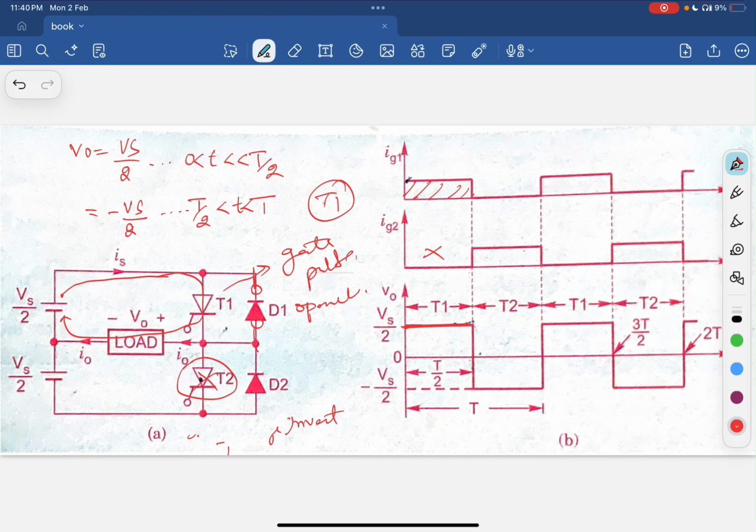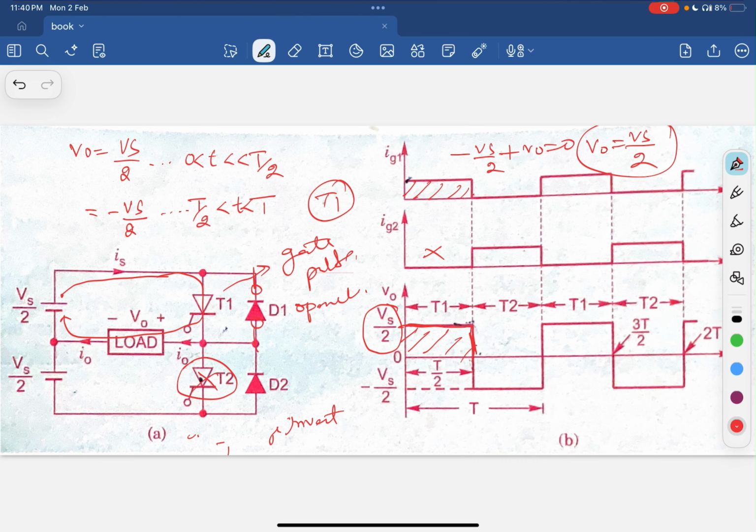As you can see, it starts conducting, and in the diagram you can see that voltage Vs by 2 appears across it. So V output equals minus Vs by 2. Also you can apply KVL here, that is minus Vs by 2 plus V naught equal to 0. So what is V naught? V naught equals Vs by 2. So you can see here the output voltage is Vs by 2.